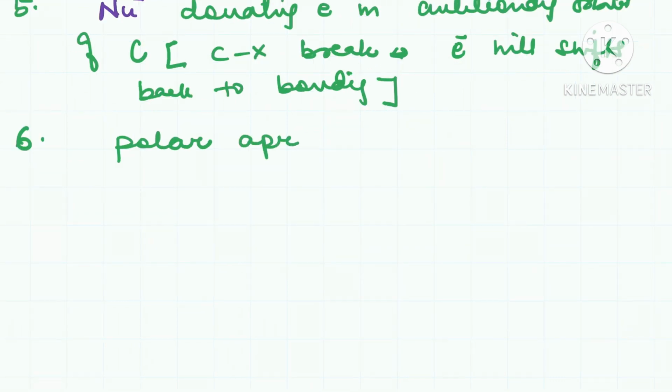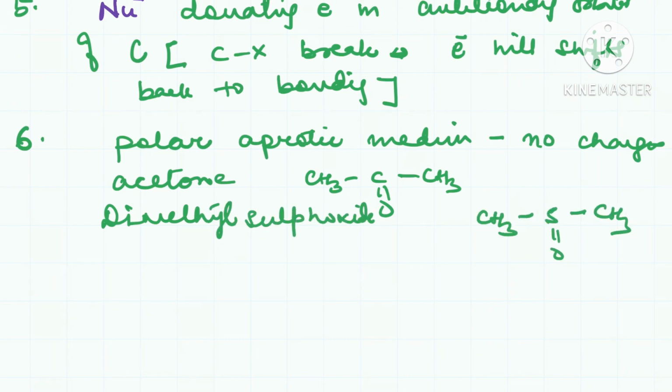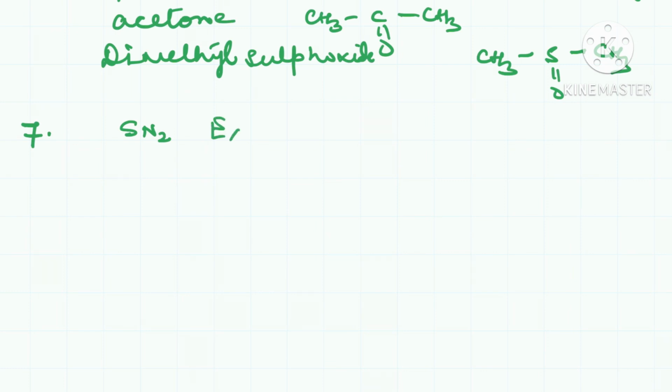Polar aprotic medium will support the reaction because there are no charges. So we can take acetone as the medium. Acetone has polarity but no proton. We can take dimethyl sulfoxide. SN2 is also exothermic like SN1. So therefore, at low temperature, the rate will be higher.